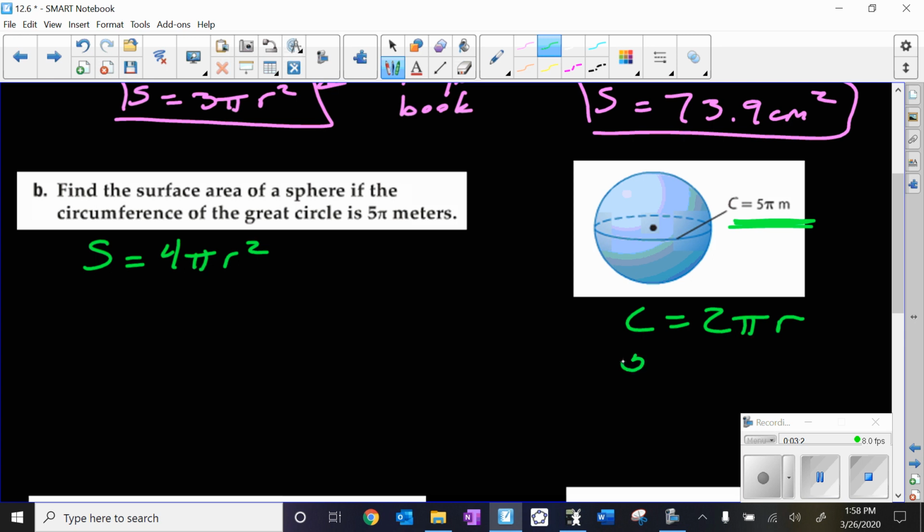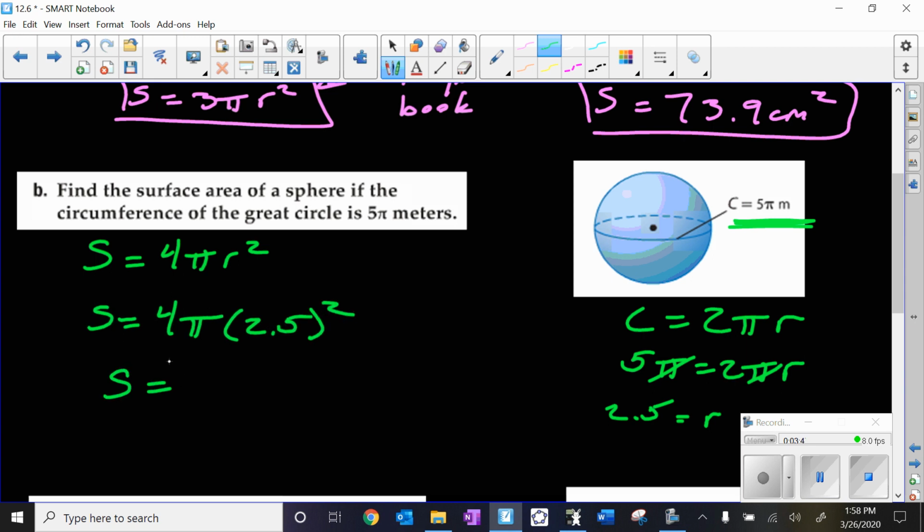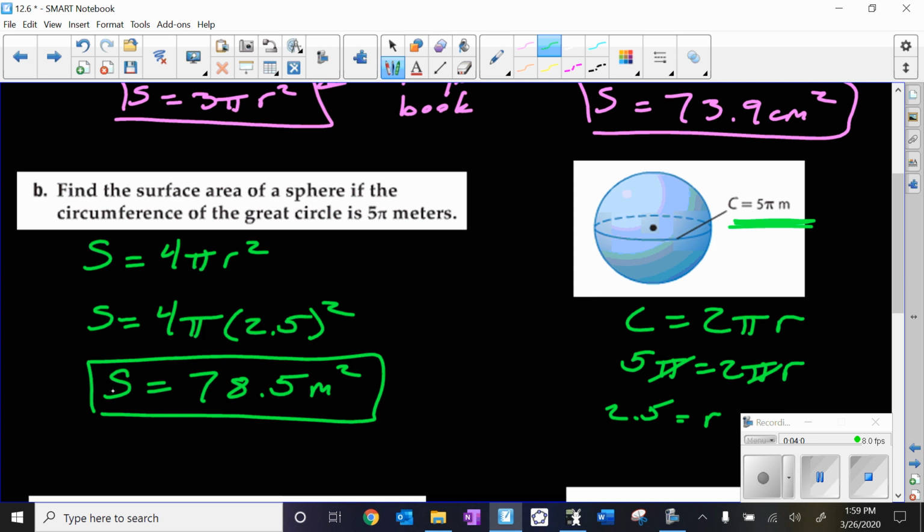And if I plug in 5 pi, now I have 5 pi equals 2 pi r. I'm going to divide both sides by pi. Those cancel. Then divide everything by 2. 5 divided by 2 is going to get me 2.5. That's your radius. So now you can plug it into your surface area formula. 4 pi times 2.5 squared. That will get you a surface area of 78.5 meters squared.